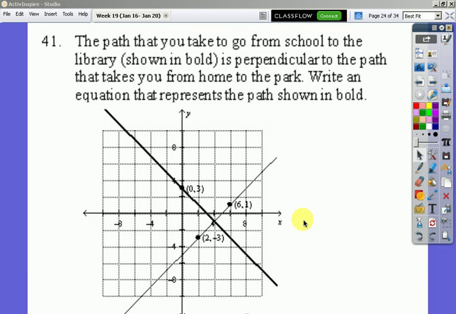Now you may think to yourself, can't I just use this y-intercept and another point and find the slope? Yeah, you can definitely do that. But they were a little tricky here, and when they drew that line, a lot of the points, with the exception of maybe this one, are a little bit unclear. So really what we can do is find the slope of the path we take to the park, find its opposite reciprocal, and simply plug in 3 for b. Does that make sense? So that's what we're going to be doing.